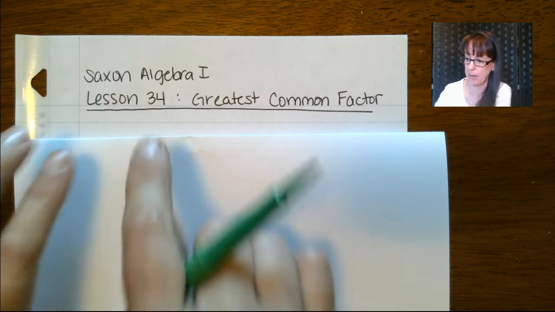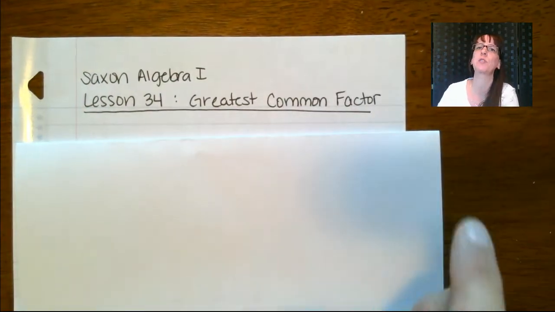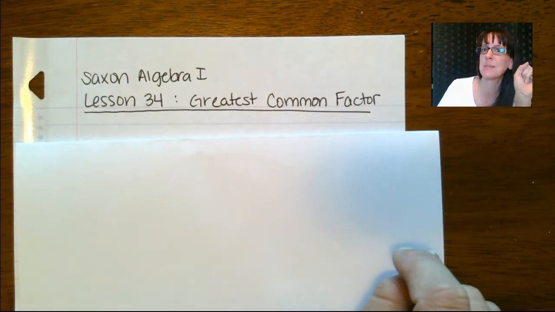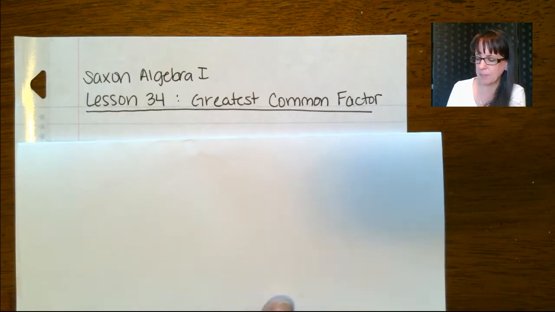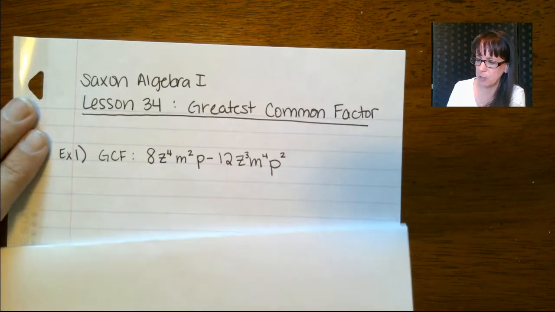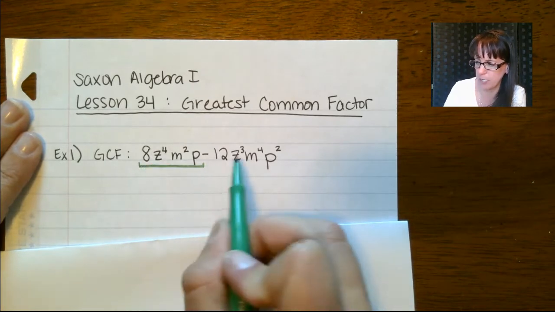Here's what you need to remember about that. Your greatest common factor is going to be the least number of times that something occurs. What I mean by that, let's take a look at example number 1 here. We have two chunks here. Remember, chunks are broken up by addition and subtraction.